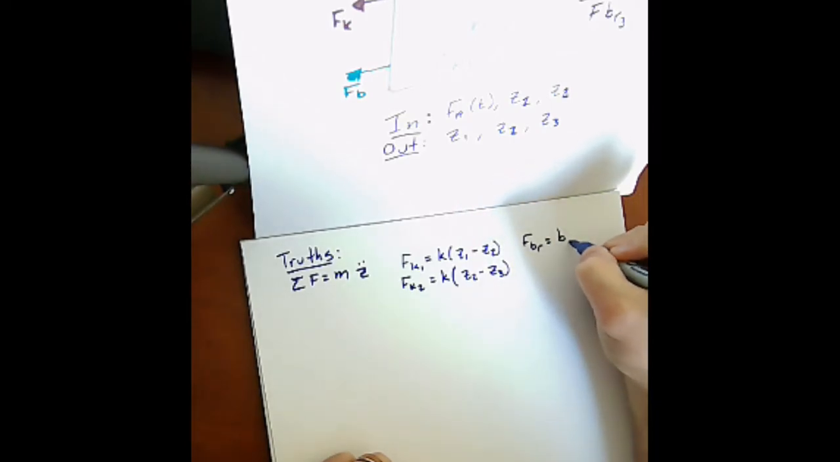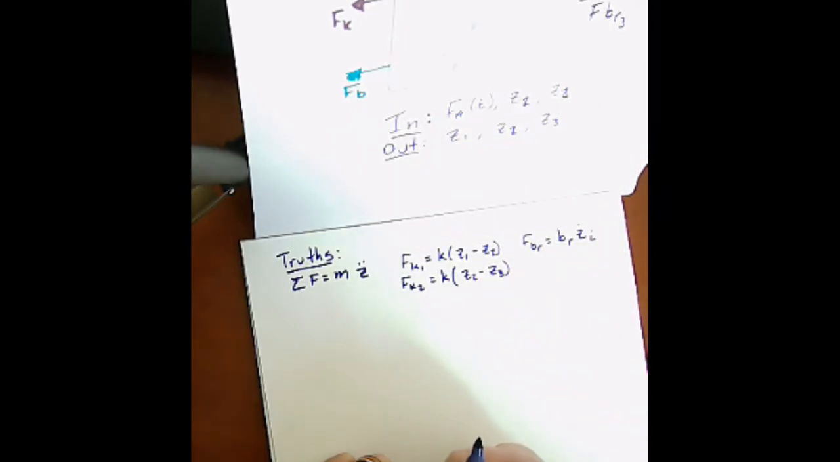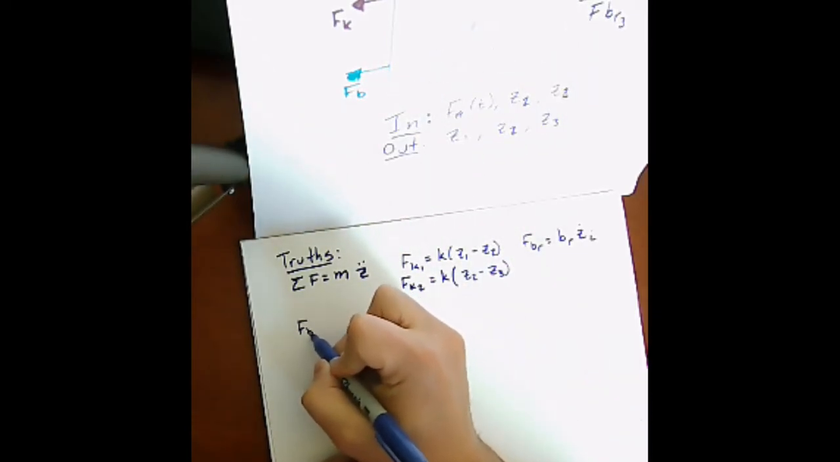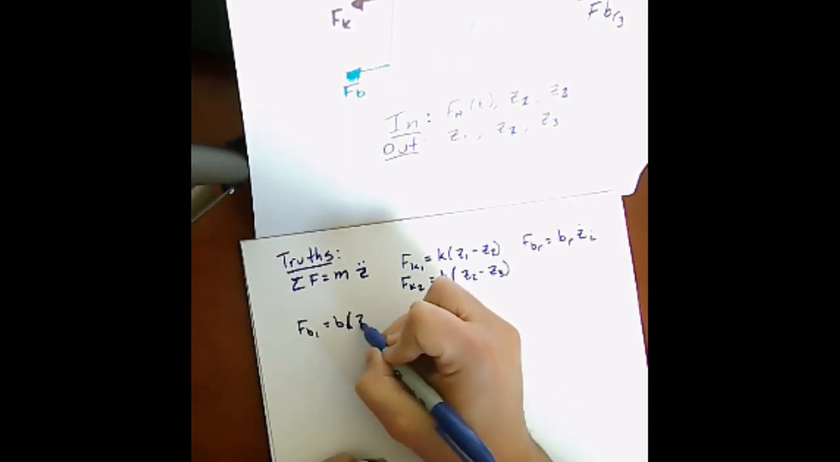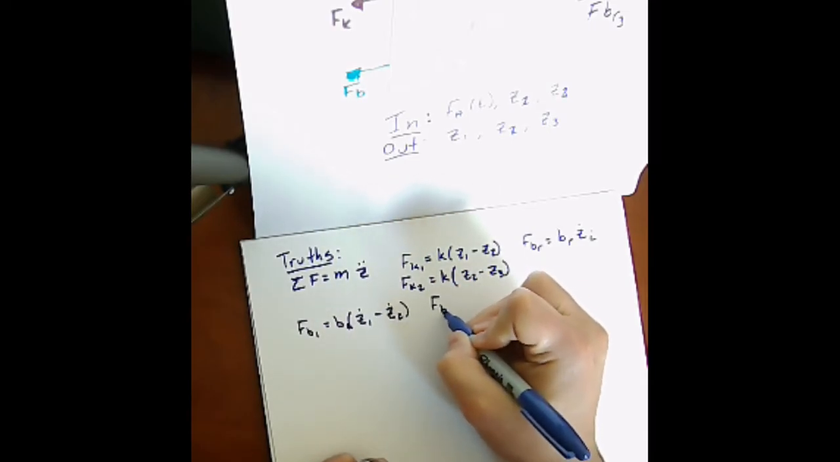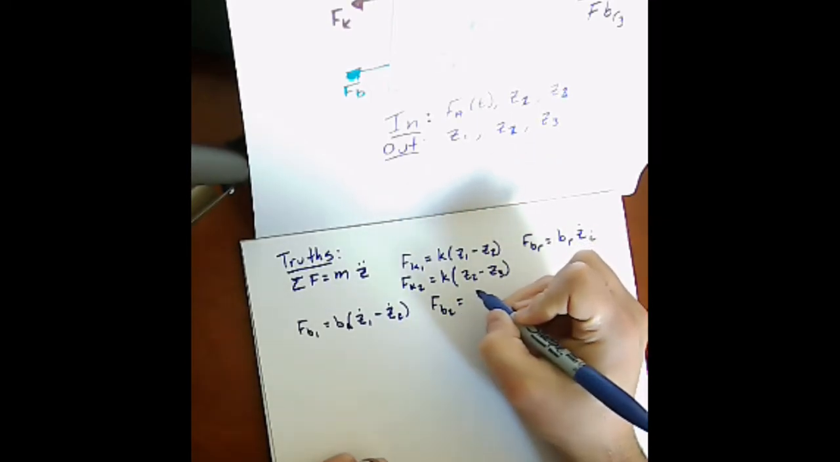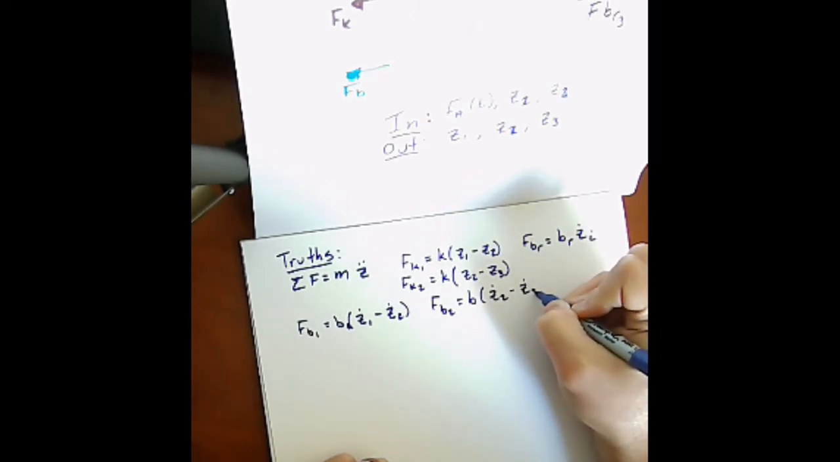We've also got FBR, which is given. That was the rolling friction coefficient times z dot of the block that it was applied to. And I can come up with FB1, which should be just B times z dot 1 minus z dot 2, and FB2, which is B times z dot 2 minus z dot 3.